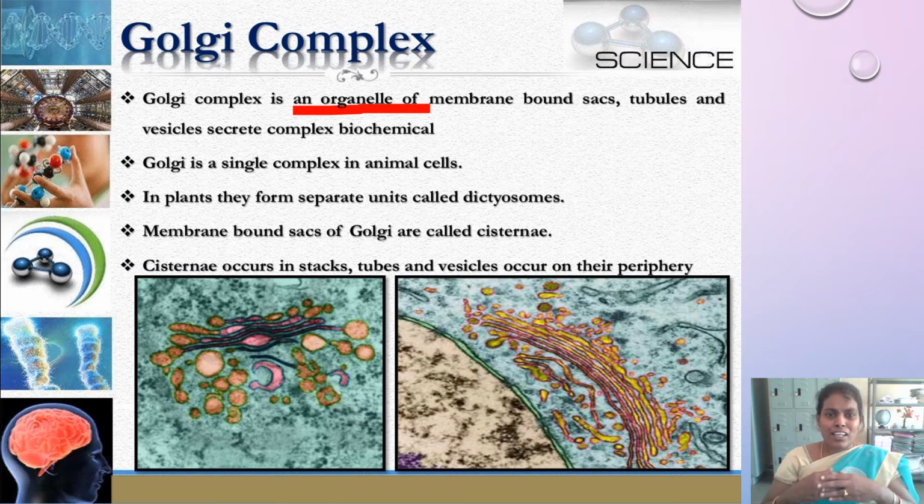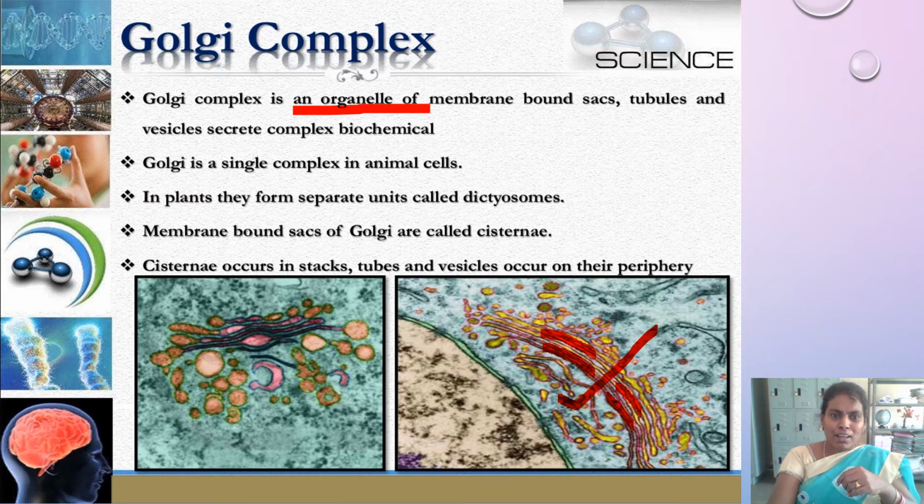If you see the Golgi complex in an animal cell, it is somewhat complex in structure. Look here, so many tubular structures are present which are arranged approximately in a parallel way. All these stalk-like structures, strands, are called cisternae. As I told you in the endoplasmic reticulum, in the Golgi complex also, these tubule-like structures arranged in a parallel way are called cisternae. This is in the animal cell, where it is somewhat complex in nature.